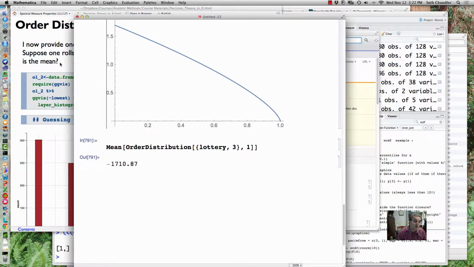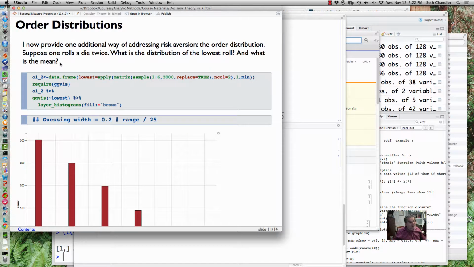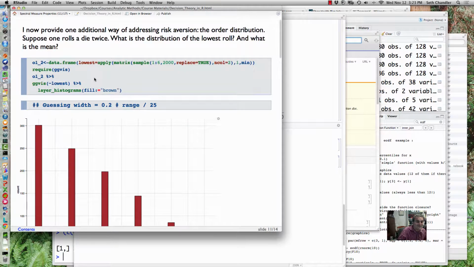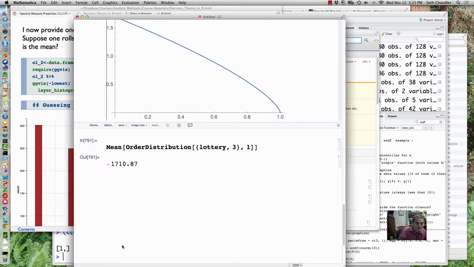Okay? So if you don't have a calculator handy, you can actually just simulate the spectral measures by just doing this: take 2 rolls and pick the worst, and just keep doing it and finding out what's the mean. Sorry, on the last one you did with the lottery, so you're getting 3 chances at the lottery, and you're taking the worst outcome of the 3 chances. Okay. Mm-hmm.